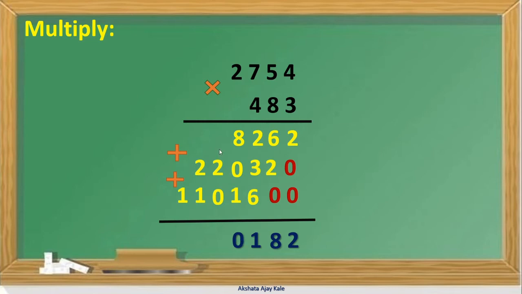So 0 here, 1 is carried over. 1 plus 2, that is 3. And 2 plus 1, 3. And 1 as it is, we will write down. Now dear children, here you have to remember the carried over numbers. Okay. Now what is the answer here? 13,30,182. Isn't it? I hope you understood the method of multiplication of 4-digit number by 3-digit number. Right?